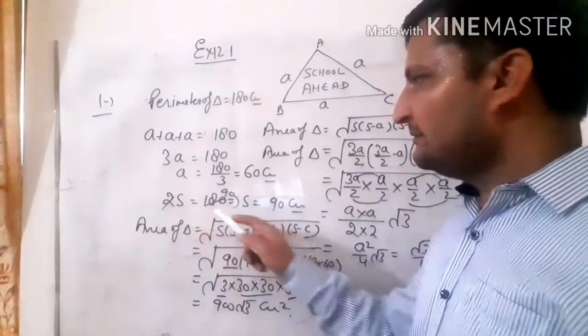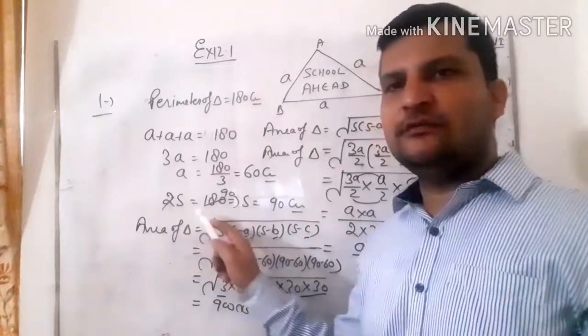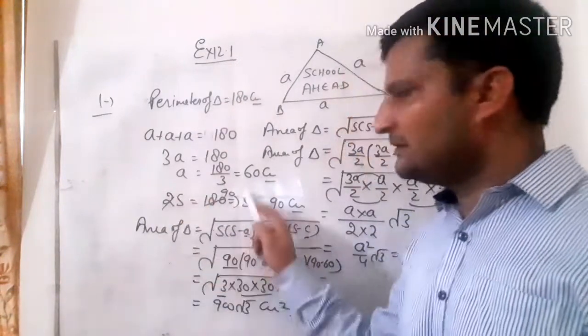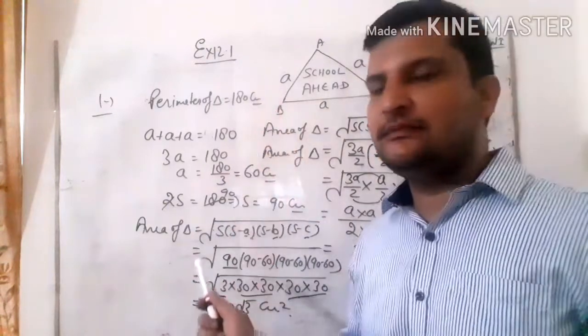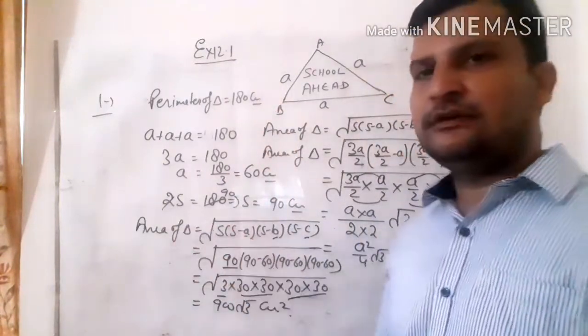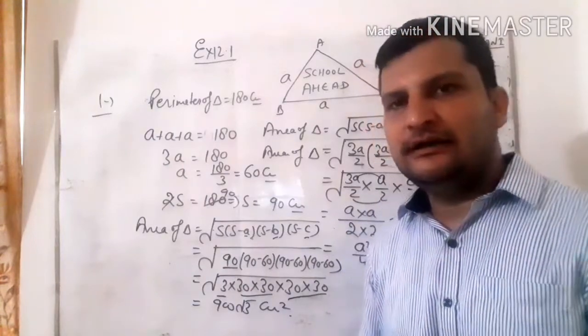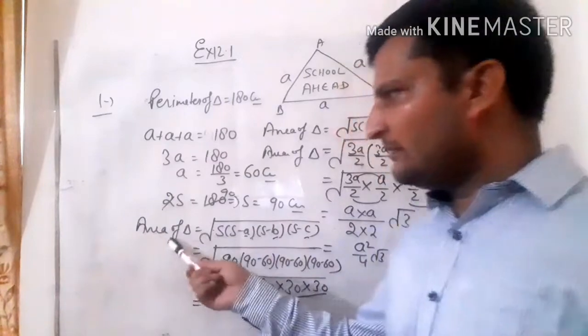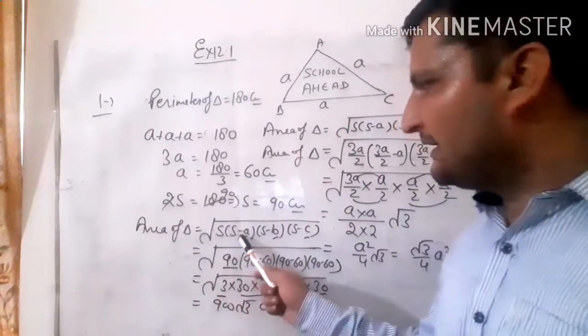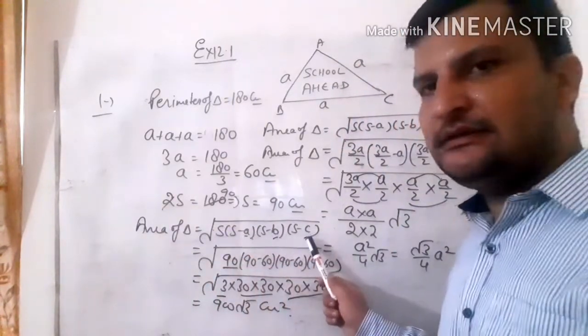Now 2s is equal to 180 centimeter. We have written 2s is equal to 180 centimeter because the perimeter of this triangle is given as 180 centimeter. So 2s is equal to 180 means we can say that s is equal to 90 centimeter, because 180 by 2 is 90 centimeter. Again we put in the formula: area of triangle is equal to root s, s minus a, s minus b and s minus c.